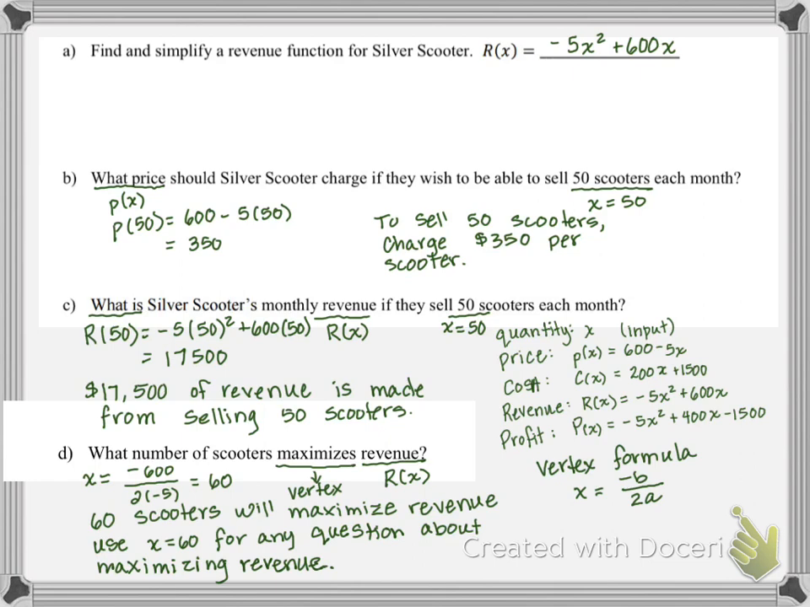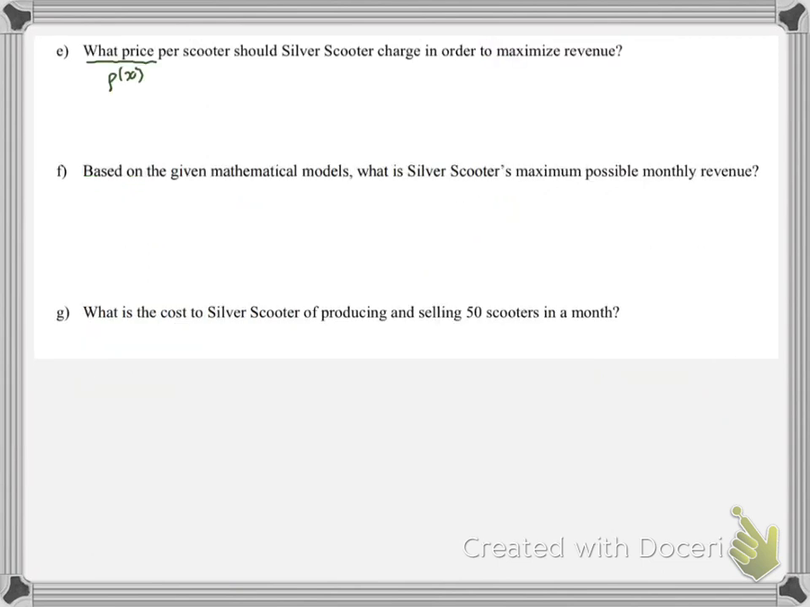So now we have the quantity that gets it done. We can use that anywhere we want. So going back to part E, if I want to know what price I should charge in order to maximize revenue, then I need my price function to get a price. And the input of that is going to be 60 because 60 is the quantity that maximizes revenue. So when I see maximize revenue, it doesn't necessarily tell me to use my revenue function. It's just telling me that x is equal to 60. So it's just another way of giving that quantity. So we have P of 60.